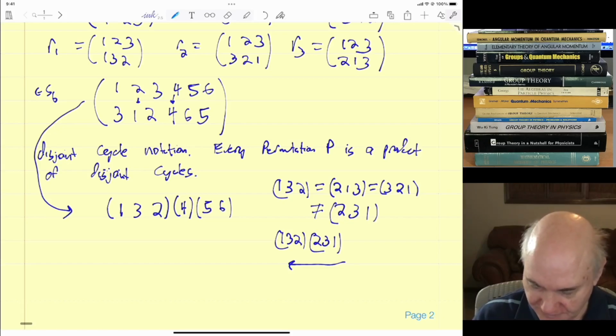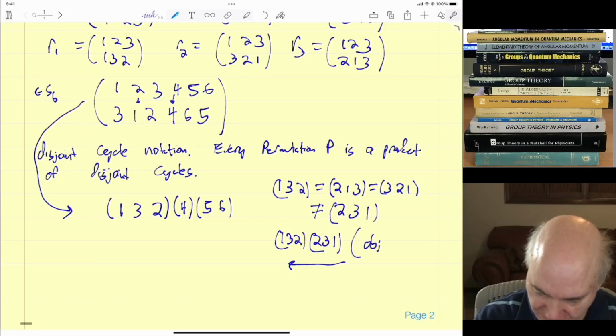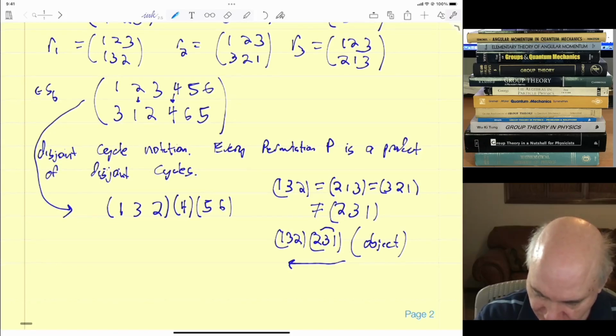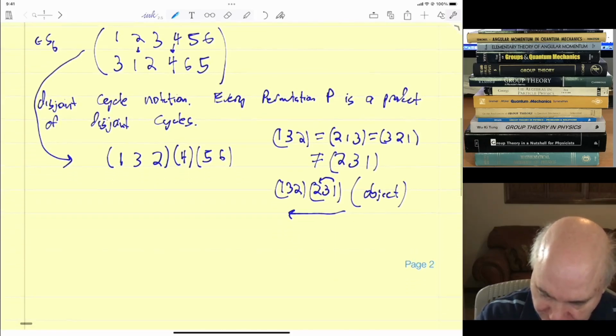It's function composition. You apply this to the object, and then you apply this to the resulting object. So here, 1 goes to 2. Let's see how this product works out. 1 goes to 2 on this cycle, and then the next cycle operates on it, and 2 goes to 1. So 1 goes to 1, or that's a 1 cycle.